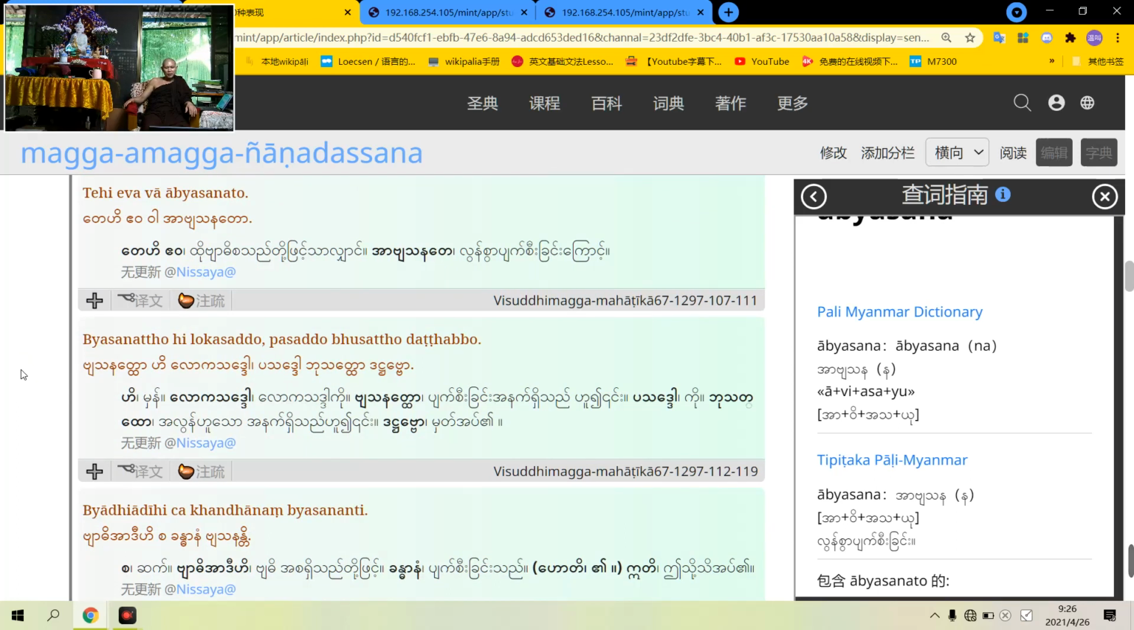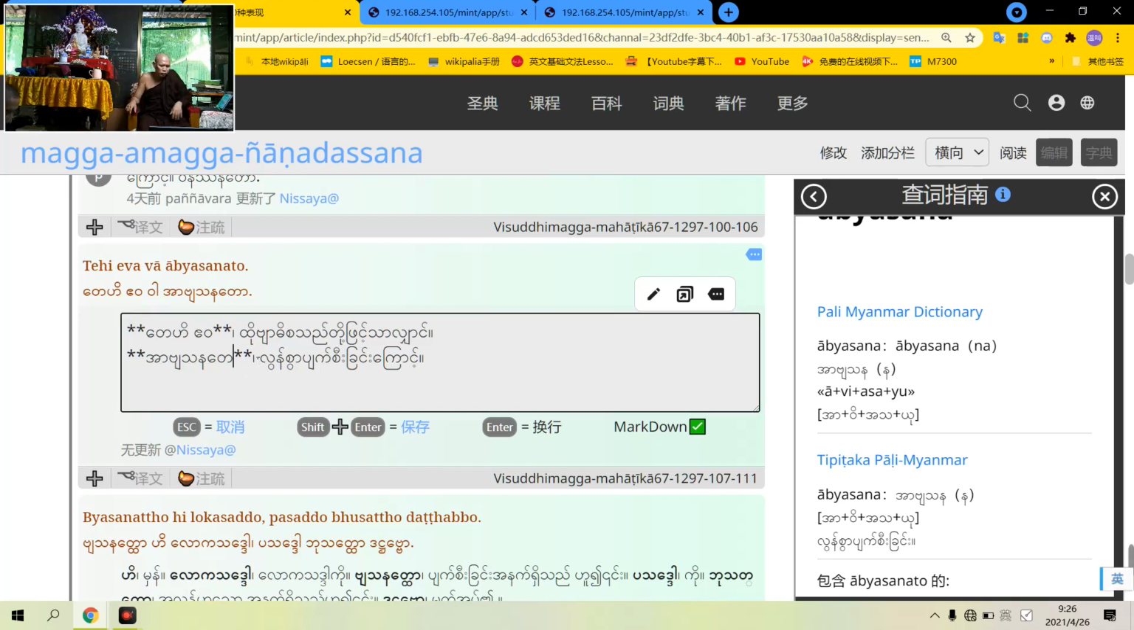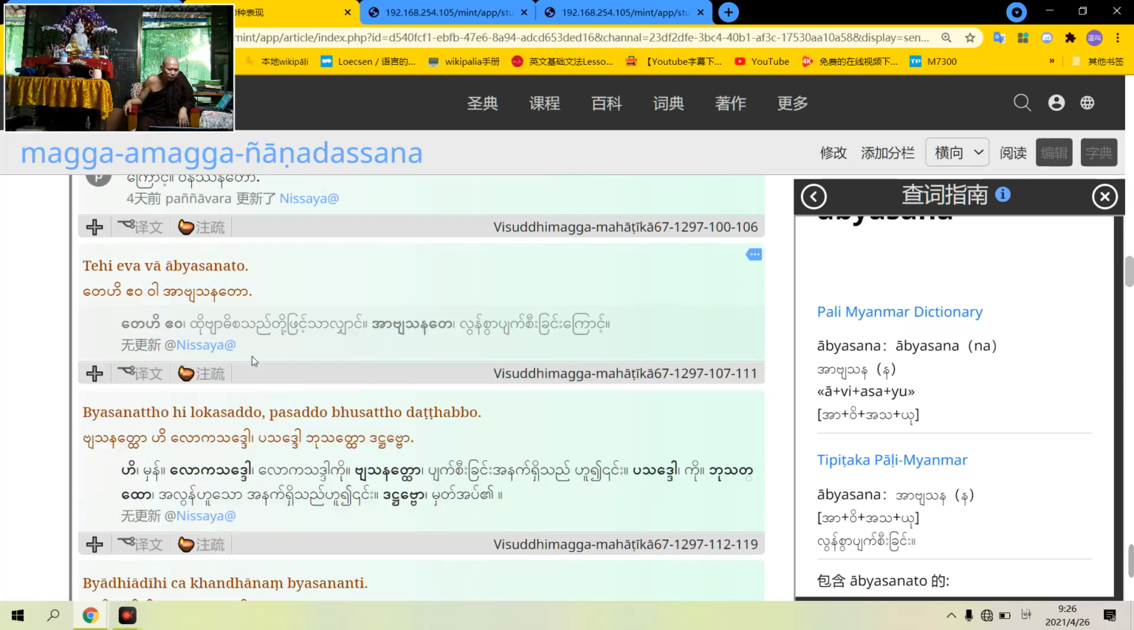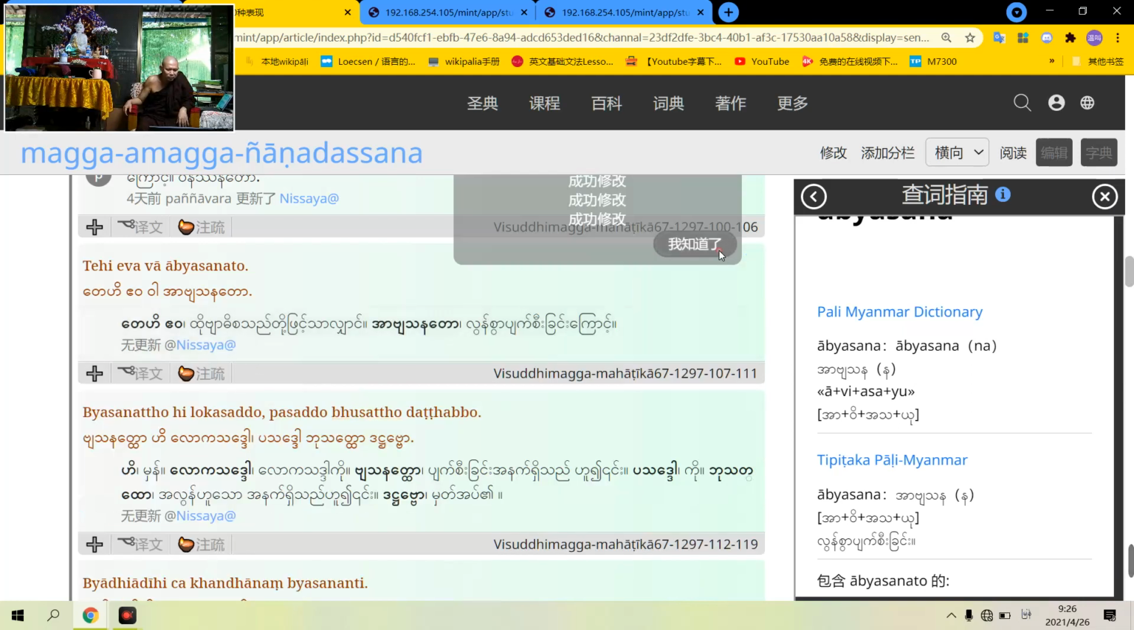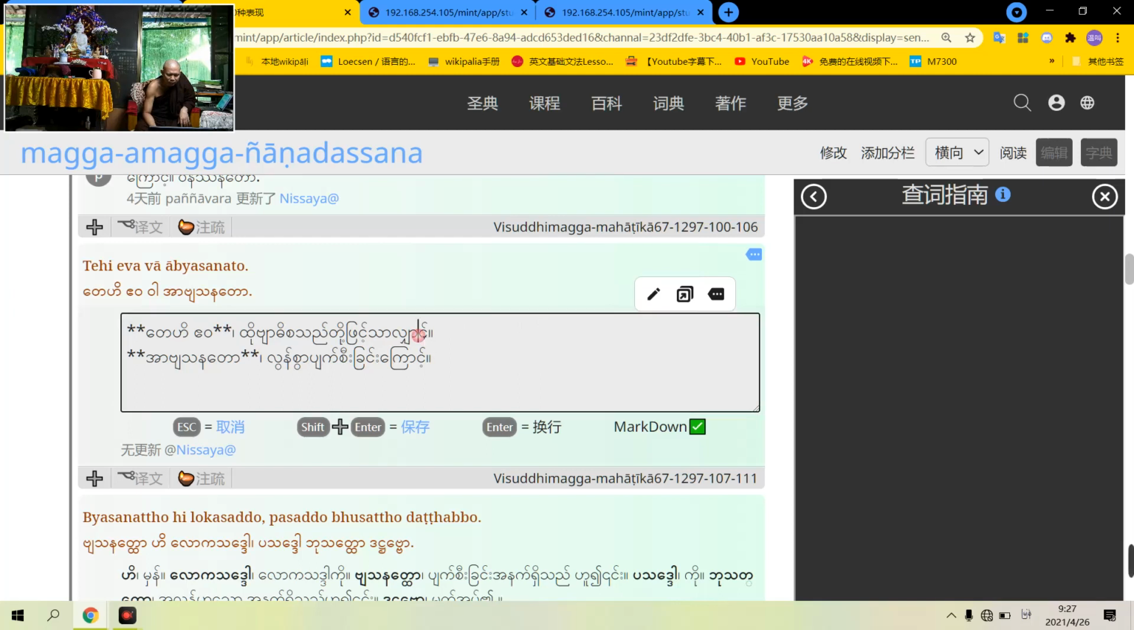Tehi eva abhyasanato. Abhyasanato, very, very destroying. Abhyasana, the meaning is very. Abhyasana. Here is one slot. Nuni yicha. Okay.